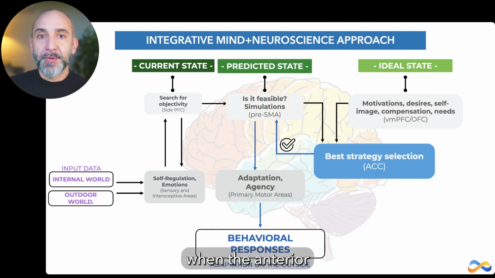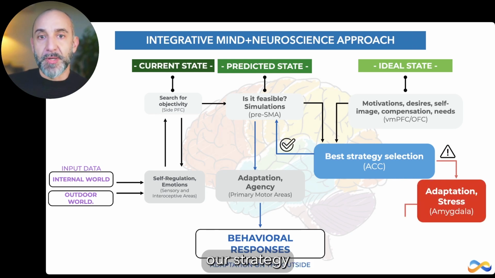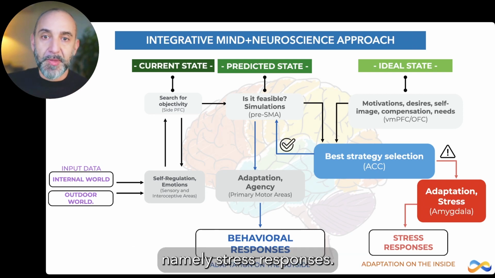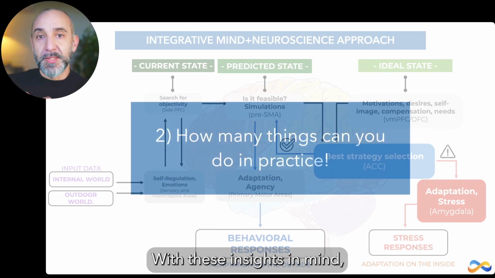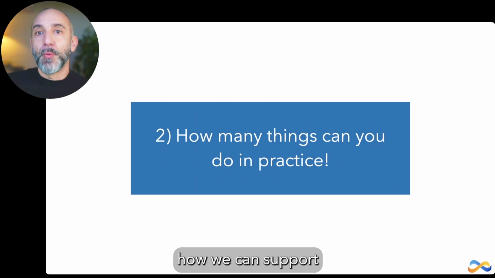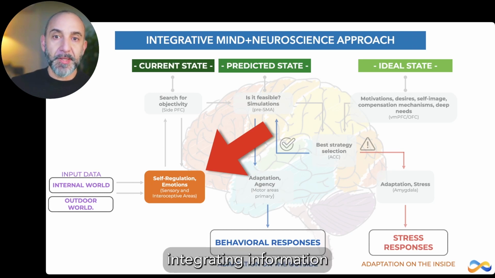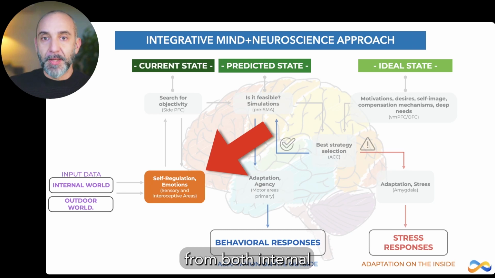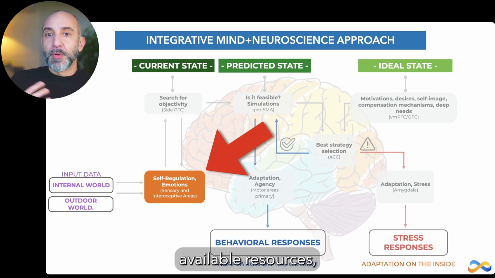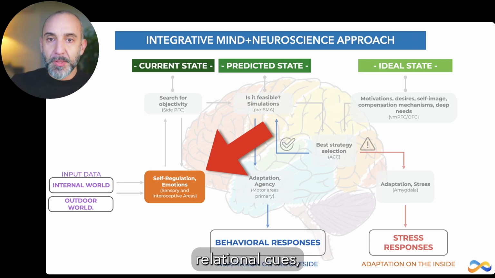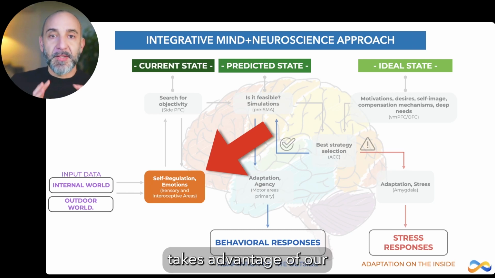Conversely, when the anterior cingulate cortex negatively evaluates our strategy as inadequate to our goals, it triggers protective adaptive mechanisms, namely stress responses. With these insights in mind, let's explore how we can support these mechanisms, enhancing self-regulation mechanisms and properly integrating information from both internal activation state, dysregulation, available resources, physiology, and external sources, contextual and relational cues, social norms, triggers, cultural factors, etc., takes advantage of our mind's innate predictive abilities.